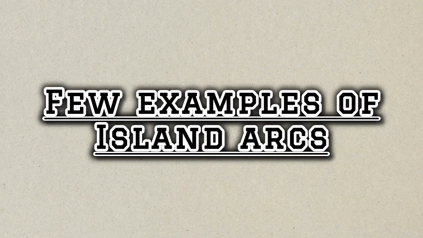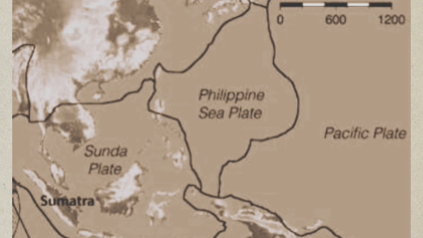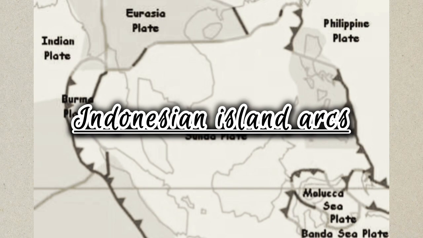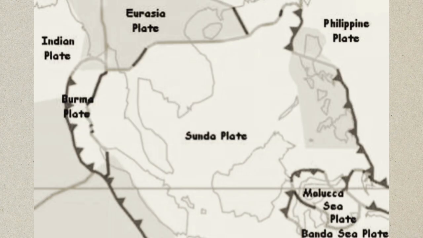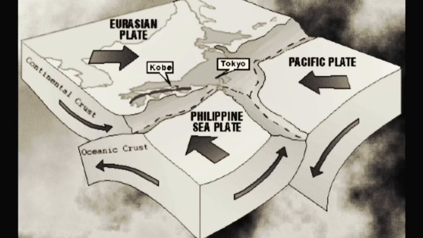I'm going to give you a few examples. First one is the Philippine island arc. In the Philippine island arc, the plates involved are the Philippine Sea plate and the Sunda plate, and the Philippine Sea plate subducts under the Sunda plate. In the Indonesian archipelago, the Indo-Australian plate subducts under the Sunda plate. And then the Japanese island arcs, which is actually an important point because it is a triple junction of plates. The three plates involved are the Eurasian plate, the Philippine plate, and the Pacific plate.